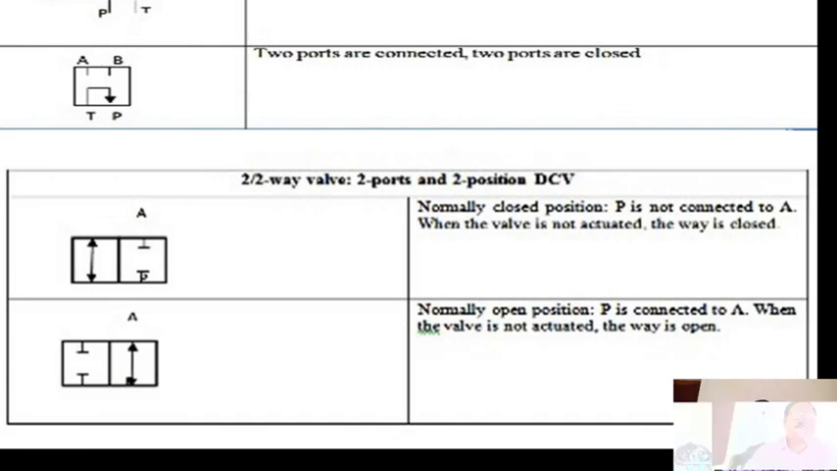See here, a two-way valve: two ports, two positions. A 2x2-way valve has two positions and two ports. In the normally closed position, P is not connected to A. When the valve is not actuated, the valve is closed. Right? The valve is closed.